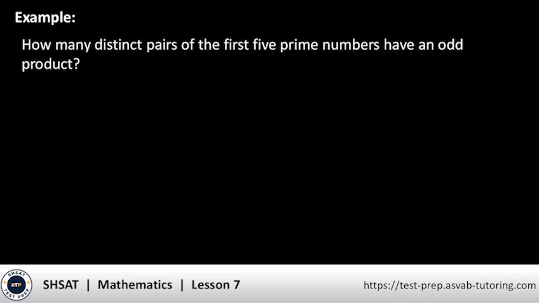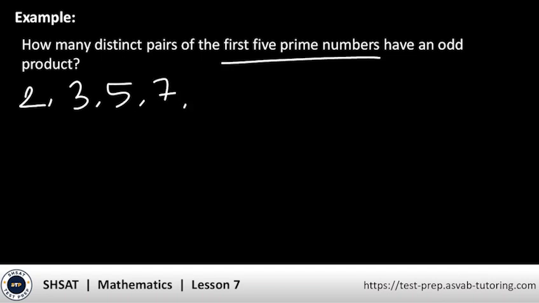How many distinct pairs of the first 5 prime numbers have an odd product? So what are the first 5 prime numbers? 1 is not a prime number, okay? So we start with 2. Then we have 3, not 4, 5, not 6, 7, not 8 or 9 or 10, but 11. So these are the first 5 prime numbers.